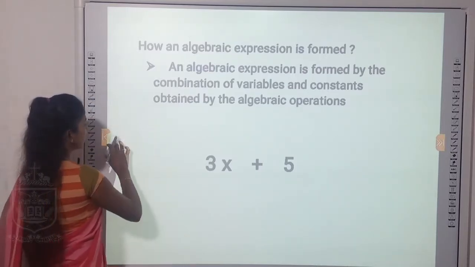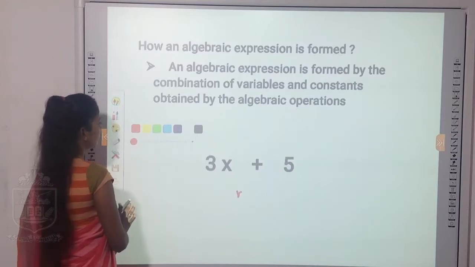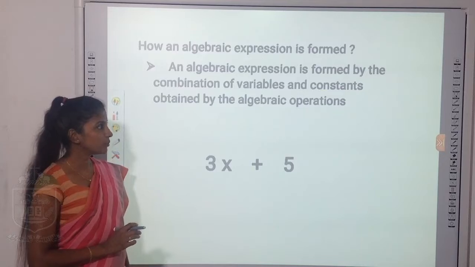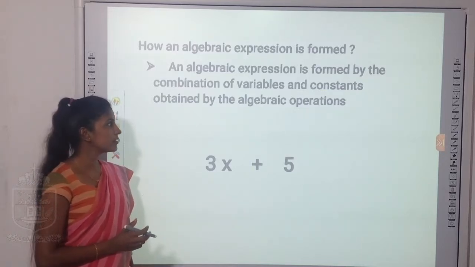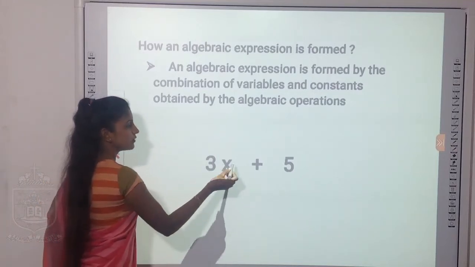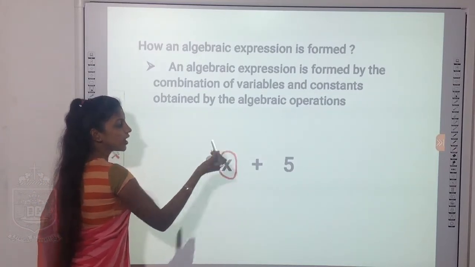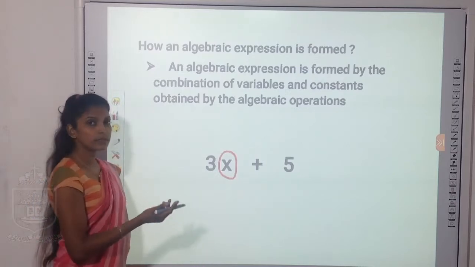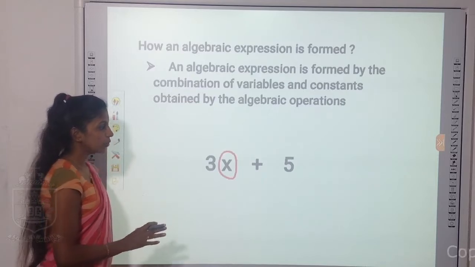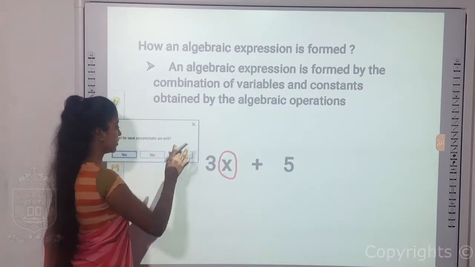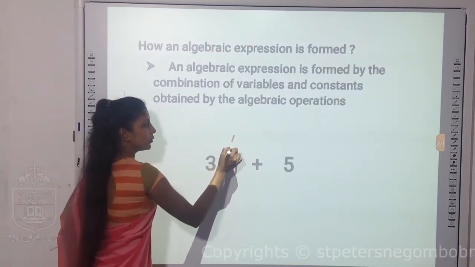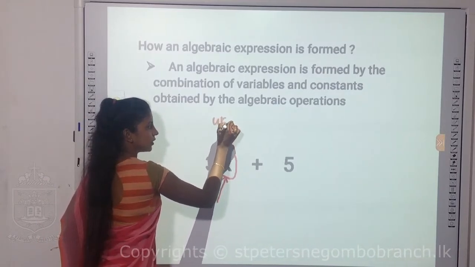Here there are some terms that you should remember. An algebraic expression is formed by a combination of variables and constants obtained by the algebraic operations. In this example, this is the unknown number. No number is given there. It's represented using a simple letter of the English alphabet. You can't use capital letters in algebraic expressions. This is the unknown number, or we call it the variable as well.